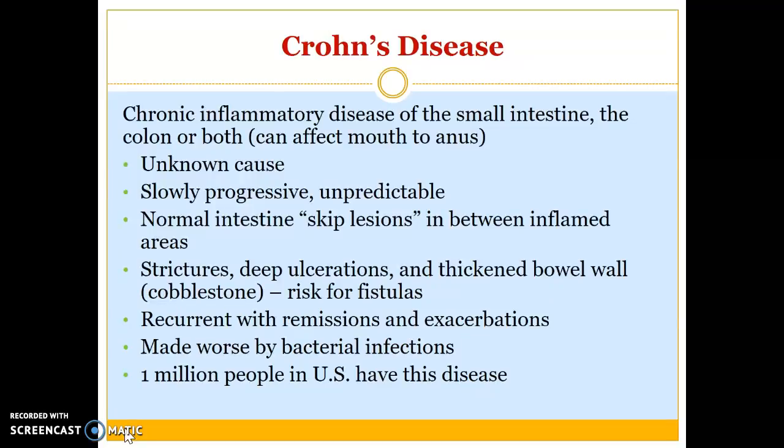It is slowly progressive. It's very unpredictable. One thing that is characteristic of Crohn's disease and none of the other diseases of the intestines is what they call skip lesions, meaning that they may have normal intestine, then they may skip and have an inflamed area, then they'll have normal intestine area again, and then another skip. So it kind of is bad section, good section, bad section, good section, and they call that skip lesions. They also can develop strictures, very deep ulcerations, and a thickened bowel wall that's called a cobblestone bowel wall. And we'll see a picture of that in a minute.